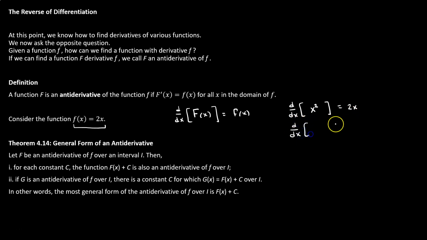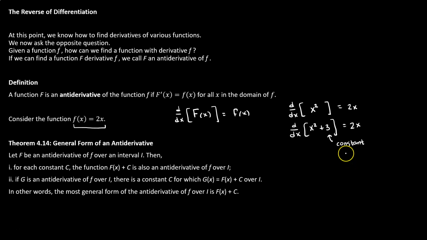And what about any other functions? Is there anything else I could plug into these brackets so that I would still get out 2x? Well, I can't use x cubed. I can't use the square root of x. I can't use sine of x. So you might think, nope, x squared is the only one. But what about x squared plus 3? X squared plus 3 still has the same derivative, and that's because 3 is a constant. And we know the derivative of a constant is equal to 0.